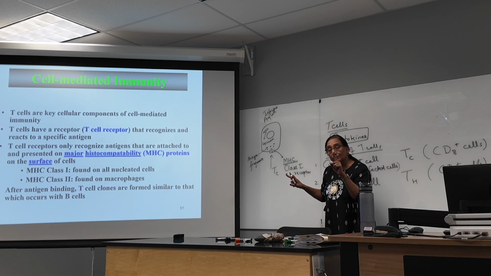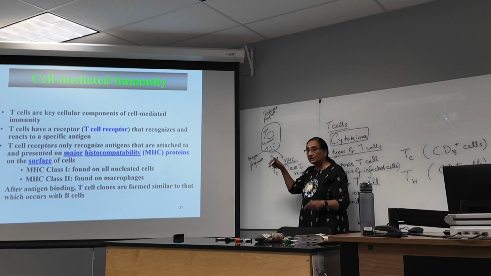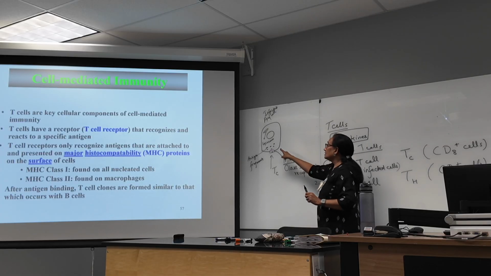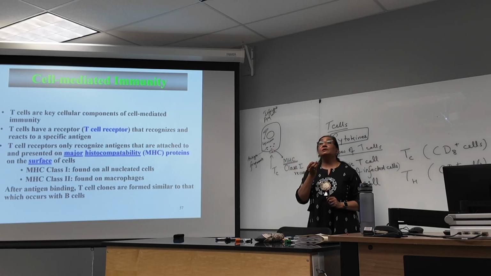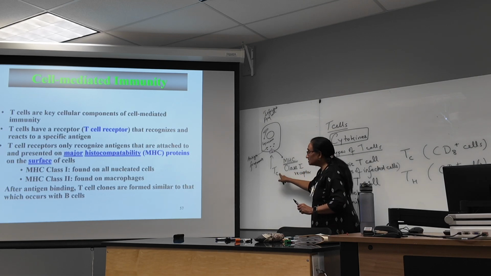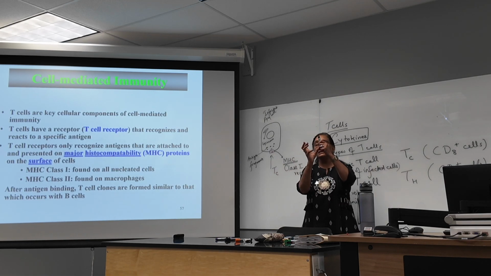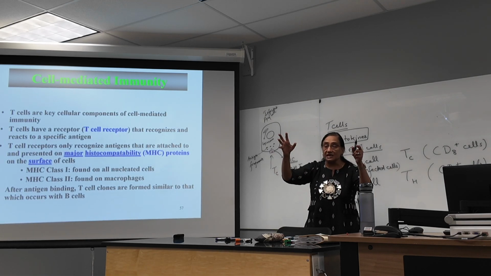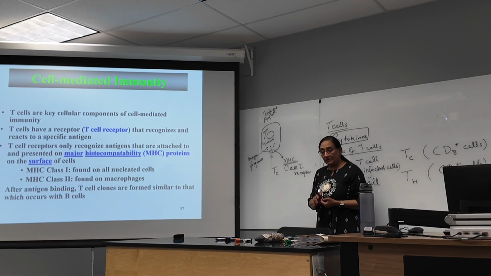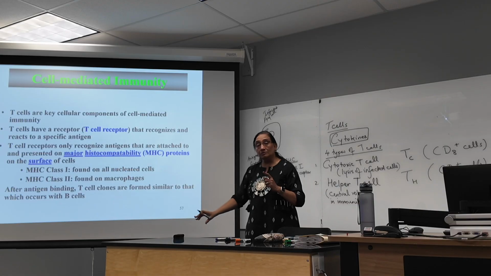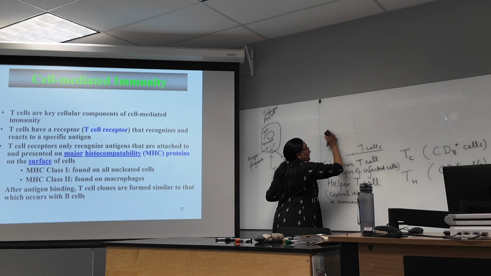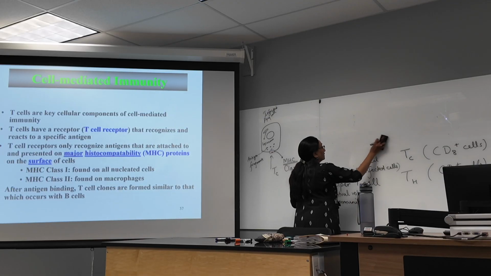So every cell in your body has these specific proteins on the plasma membrane on which the antigen fragment can be exposed, so that the cytotoxic T cell can come and bind to it, release a lot of cytokines and destroy the cell. Now, the same thing can happen in another manner also.